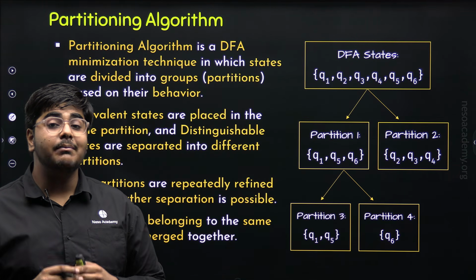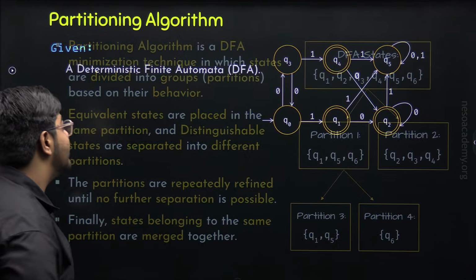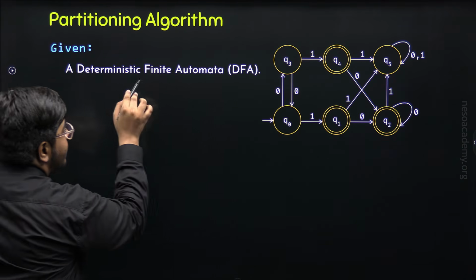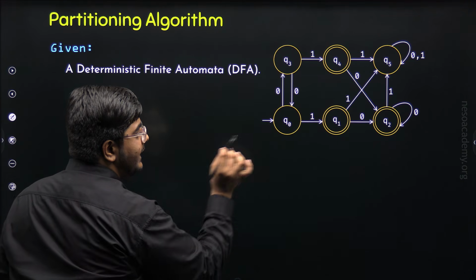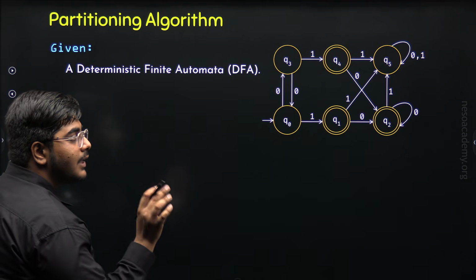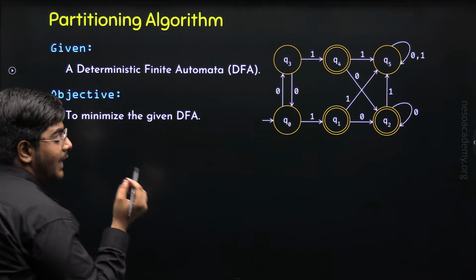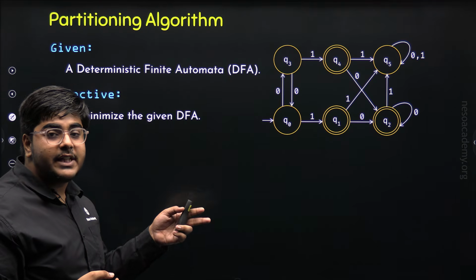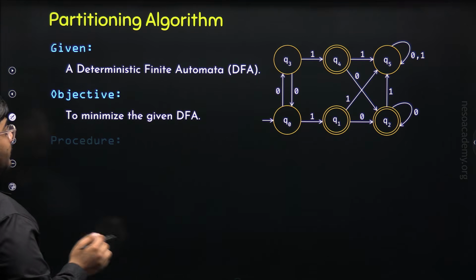Now let's actually minimize a DFA using partitioning algorithm. So, given is a deterministic finite automata. Here is the transition diagram of the DFA that is given to us, and our objective is to minimize the given DFA, that is, to reduce the number of states of this DFA. Let's see the procedure of partitioning algorithm.